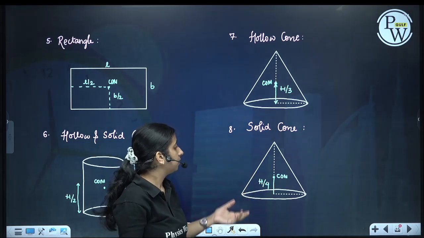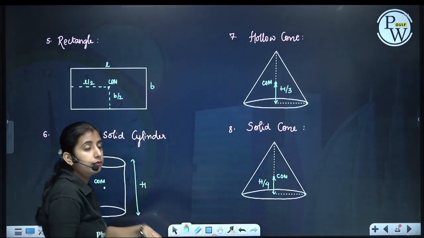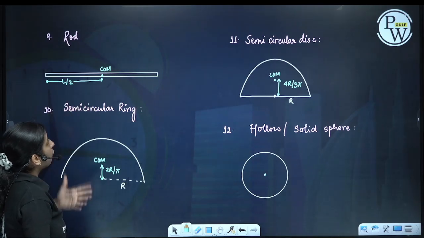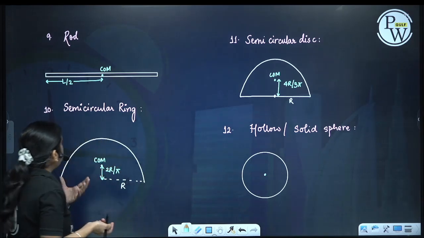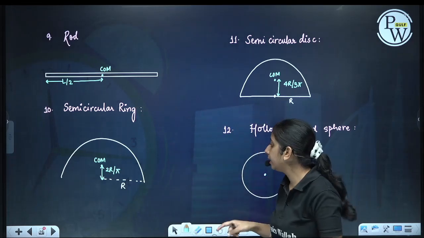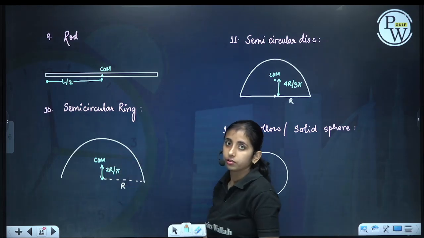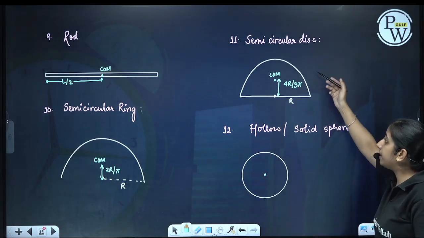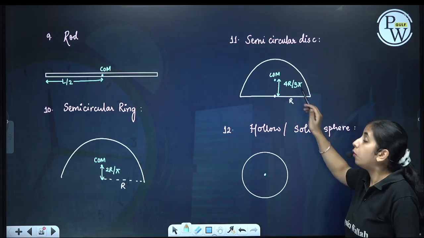For a solid right circular cone, the center of mass is at h by 4 from the base. If we have a rod of length L, the center of mass is at L by 2. If we have a semicircular ring, then the center of mass is at a distance 2r by pi from the center. For a semicircular disc, it is at a height 4r by 3 pi from the center.